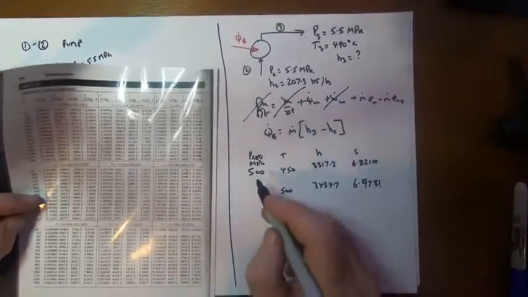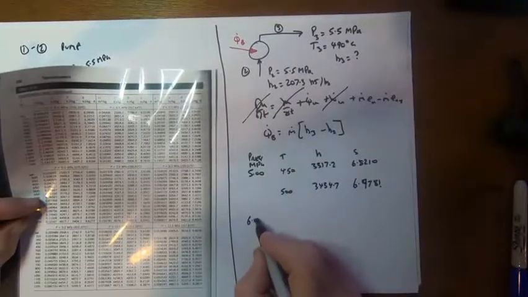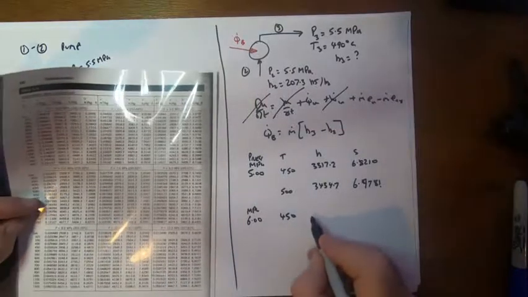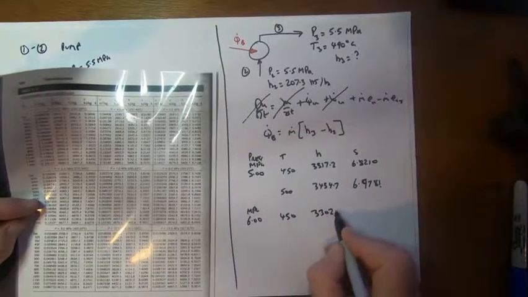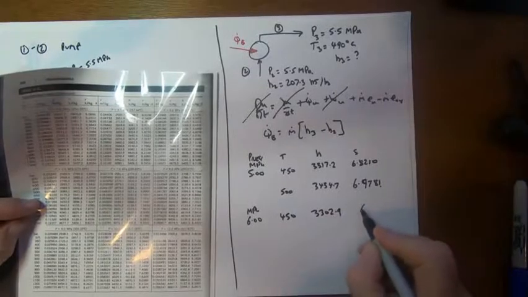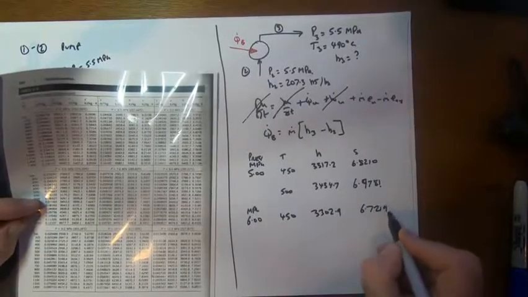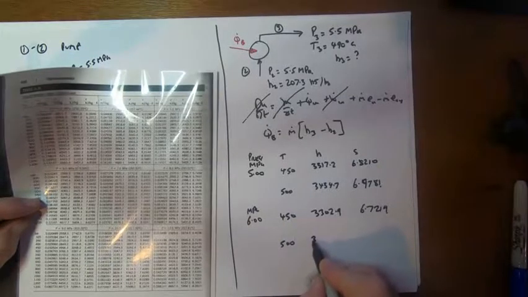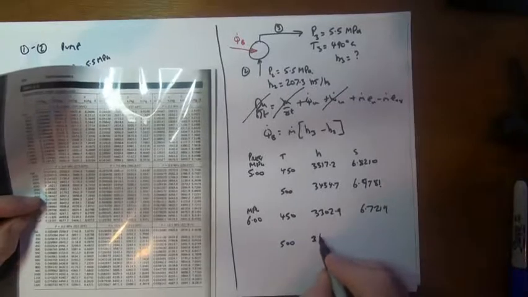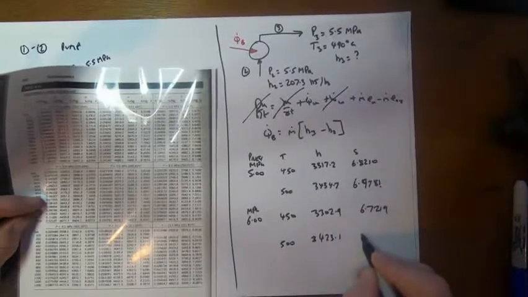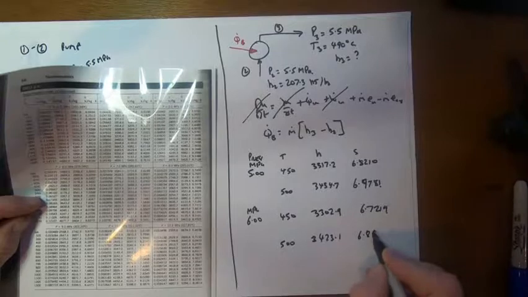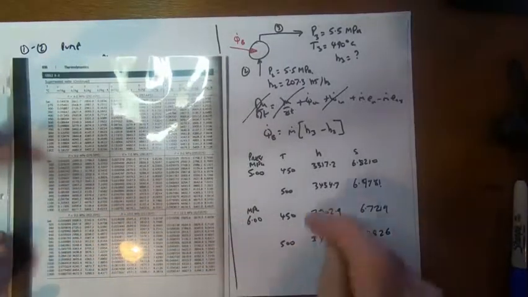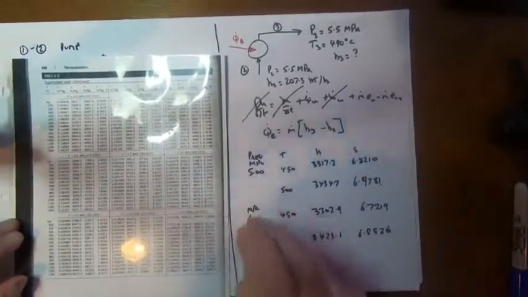I'm going to do the same thing now for the 6 megapascals. So at 6 megapascals at 450, I've got an enthalpy of 3302.9, an entropy of 6.7219, and then at 500 degrees C, I've got 3423.1 and 6.8826. So this is all the data I've got from my tables that blankets the temperature and blankets the pressure.